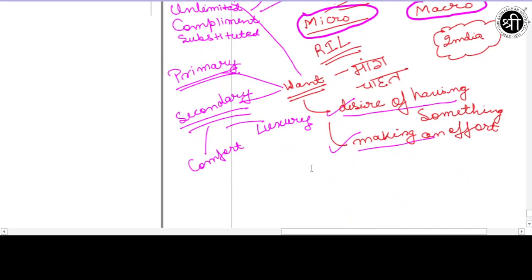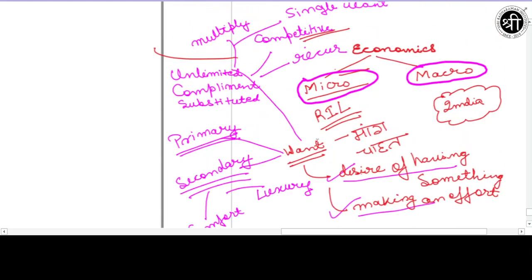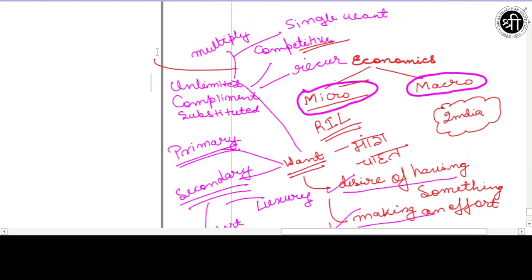Okay, after that we saw the types of wants, which is mainly primary wants, and the next one is secondary wants. Primary means we need it as the most urgent, and secondary means it is not that much important or not that much urgent, but if we have it, then life will be more easy. So in this case also we have two types, comfort and luxury. Comfort means these are required to make life much more easier, and luxury means these are not required at all, but just to satisfy ego we want these things. And after that we saw the various characteristics of wants.